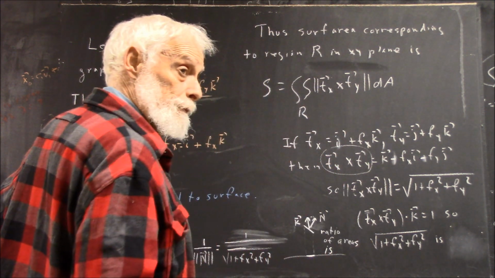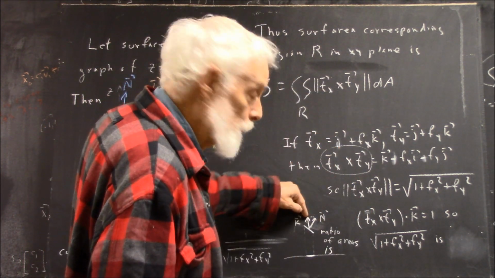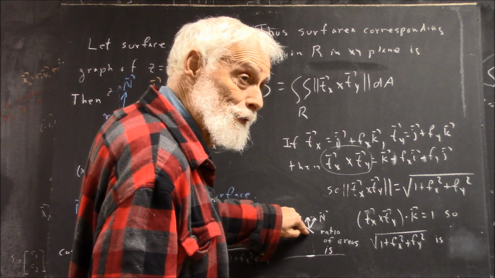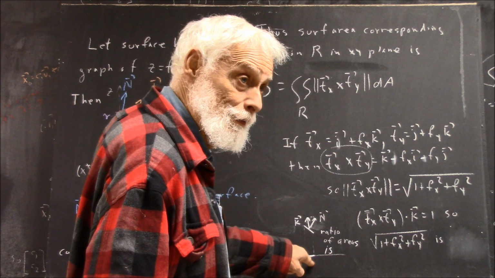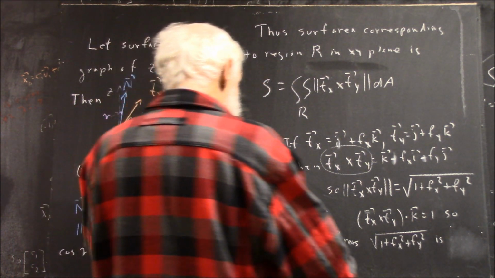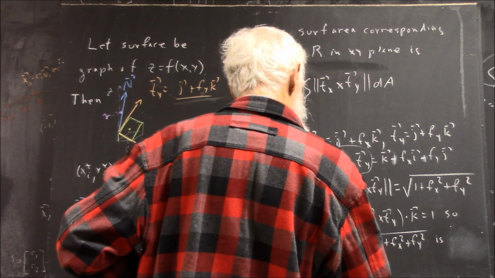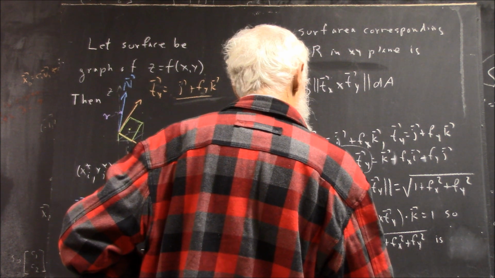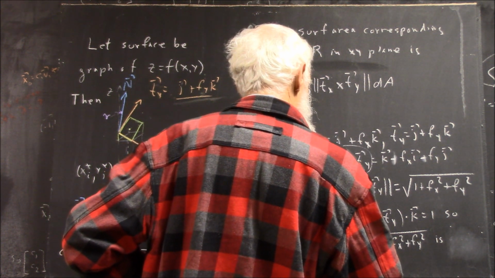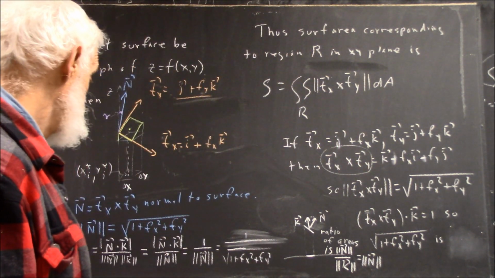So the ratio of areas is just the ratio of this to this, because this is perpendicular to this, and this is perpendicular to this. Now you want to think that through and make sure you really understand it, that the ratio of the areas is just the magnitude of N over the magnitude of K. Well, K is a unit vector, so that's just the magnitude of N. Okay?